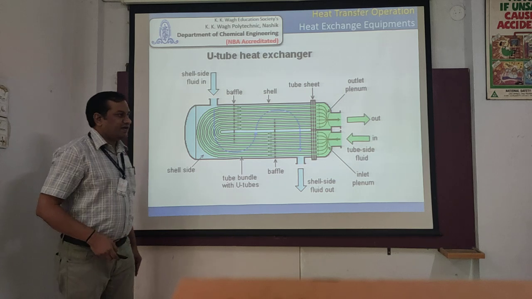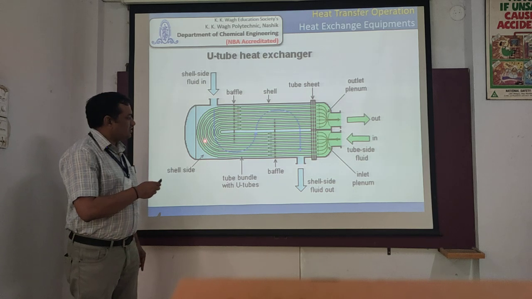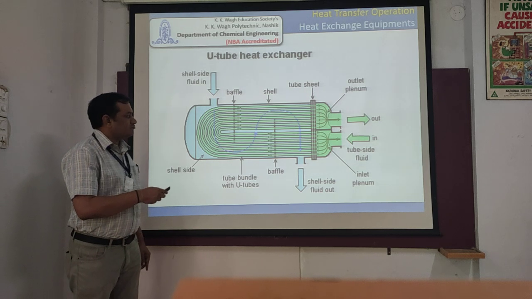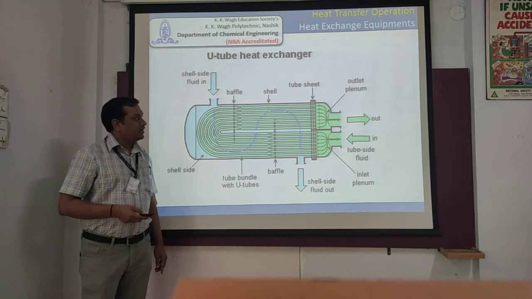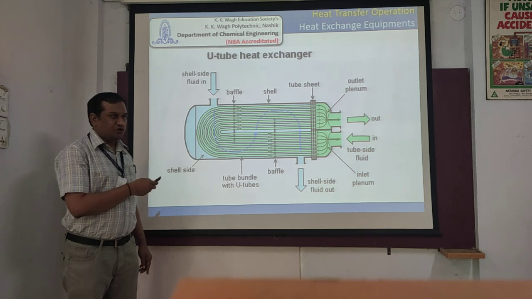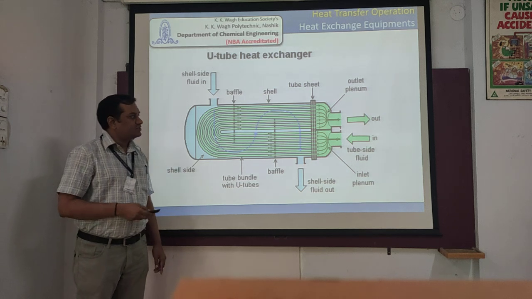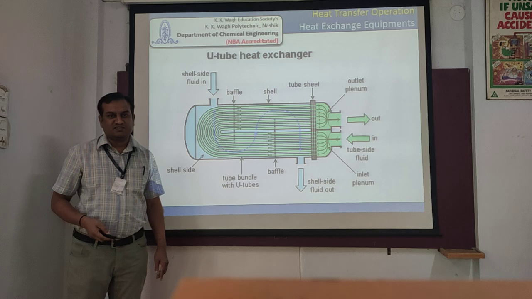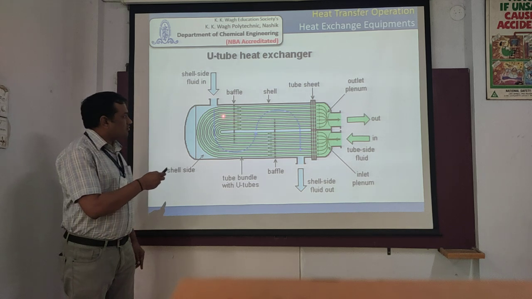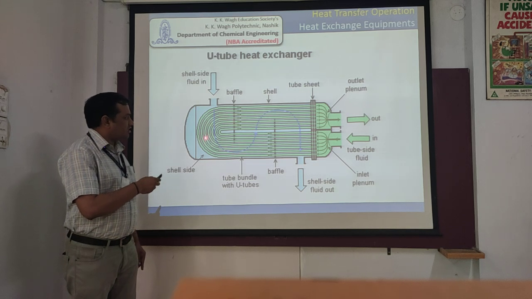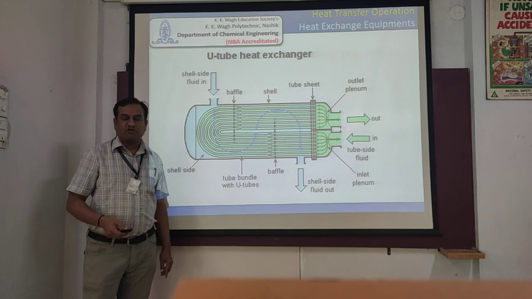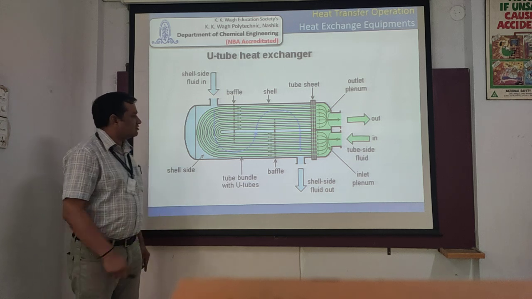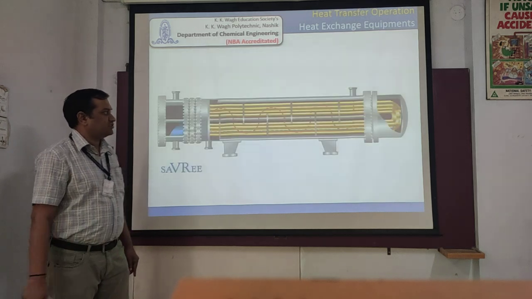And in a shell and tube heat exchanger, if you are using U-tubes, then it is called a U-tube heat exchanger. The other parts like shell, tubes, channel, tube sheets and baffles have the same function. Only the straight tubes are replaced by U-tubes. To avoid thermal stresses, we use these U-tubes in a shell and tube exchanger.